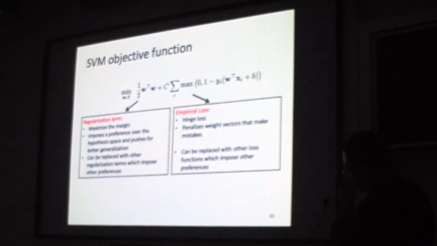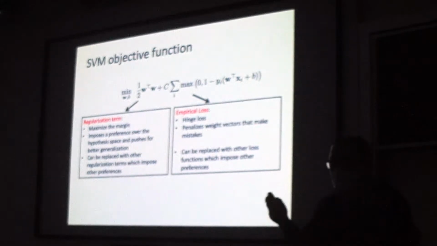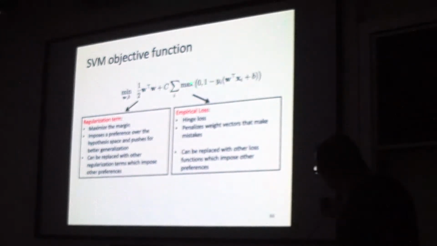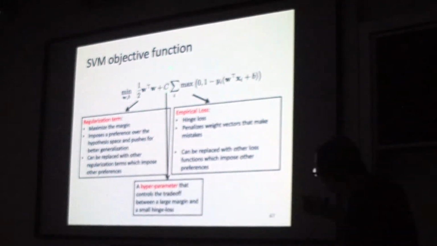So the first term, the W transpose W part, is a regularization term, which essentially maximizes the margin and imposes preferences over a hypothesis space which is smaller, so that it has better generalization performance. At the same time, the Hinge loss here penalizes those classifiers which cannot fit the training data well. We want to fit the training data as well as possible. And here C is a hyperparameter that controls the trade-off between the two terms.